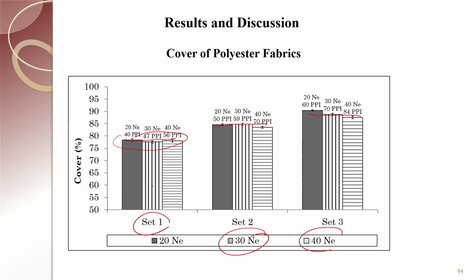So, the cover factors we can consider are almost the same for a particular set, but the overall cover factor increases with the set, because set 3 is the more compact structure with higher cover factor. So, set 1 is the least covered fabric with open structure.